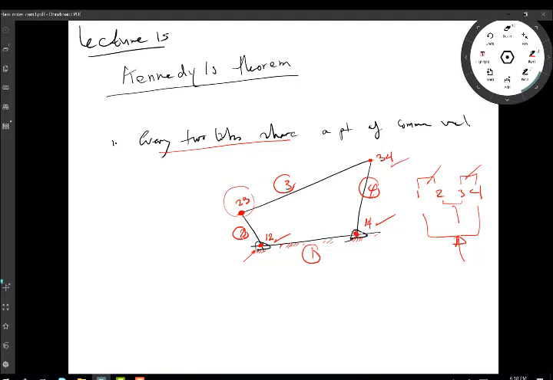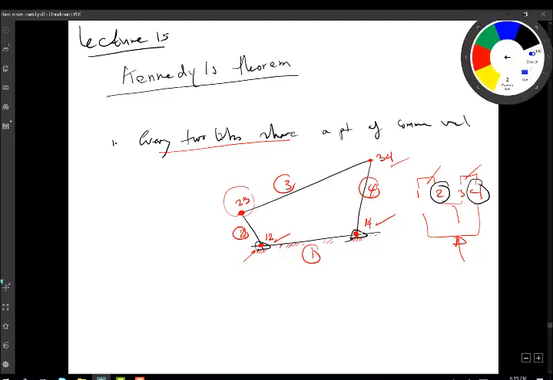For example, how about 2 and 4? They must share a point of common velocity because the theorem tells me this is the case. How about 1 and 3? They also must have a point of common velocity, which you'll discover now, as we have done it before.